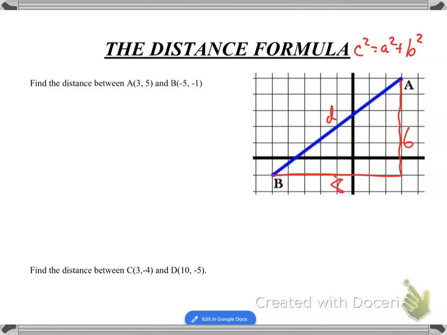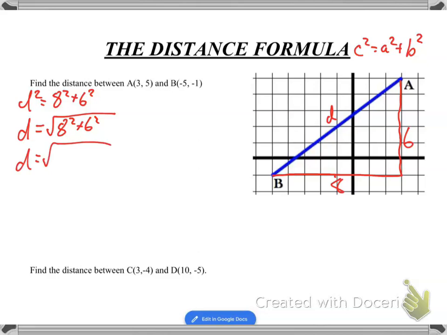Okay? So let's take this and put it over here. We have d squared equals 8 squared plus 6 squared. I'm not really interested in d squared, I'm just interested in d, right? So I'm going to get rid of the square by square rooting both sides, and d is equal to the square root of 8 squared plus 6 squared. Now I can just work this out. d is equal to the square root of 8 squared, which is 64, plus 6 squared, which is 36. Add those up, and d is equal to the square root of 100.